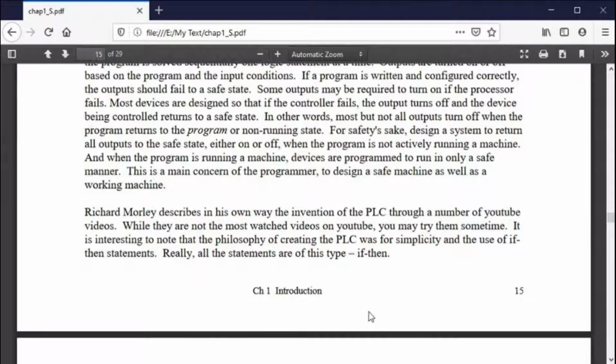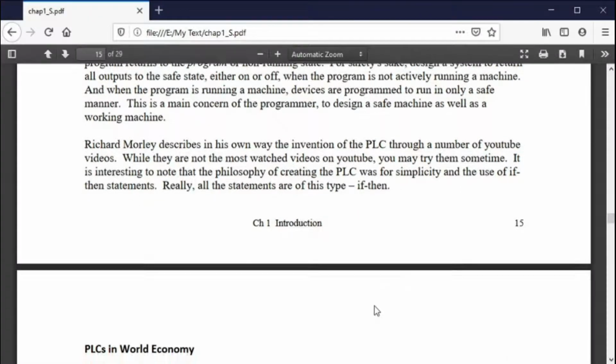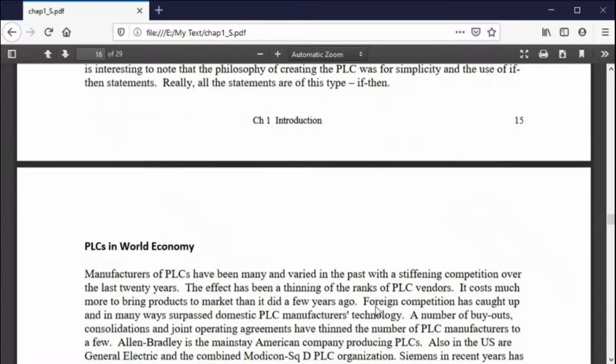Richard Morley has passed away, and his obituary is at the end of this chapter, but it's just been recent. In his latter years he put together a bunch of YouTube videos, and it might be interesting for you, if you're interested, to go back and look at some of them. It's interesting to note some of the philosophy around the creation of the PLC and the simplicity with which it was created. He is very articulate, and he's very good to listen to for short periods of time. So the YouTube videos of Richard Morley are very good.